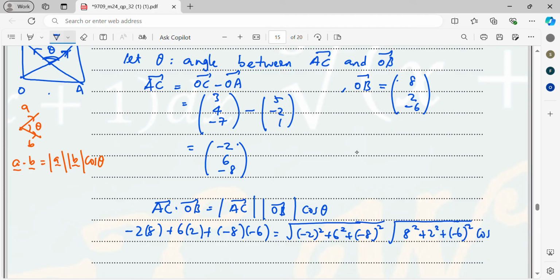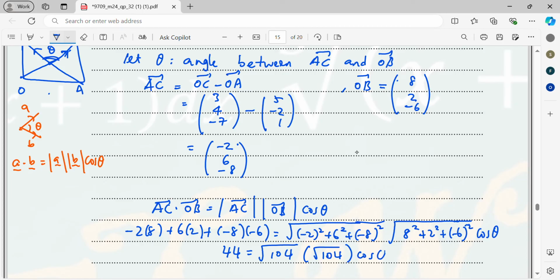Then after that, cos theta. So for the left hand side, we get the total, that is going to be 44. So for the first square root, it will be square root 104, and the second square root also the same value, square root 104.